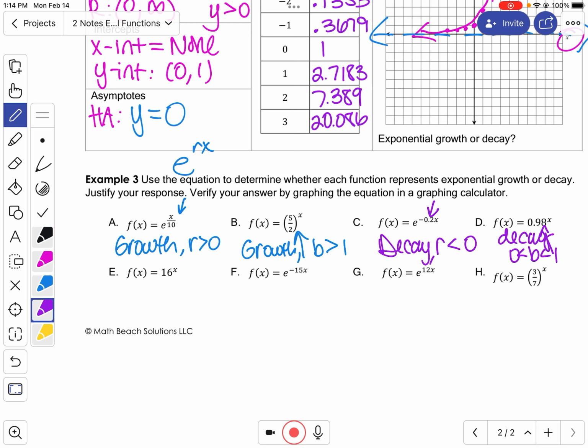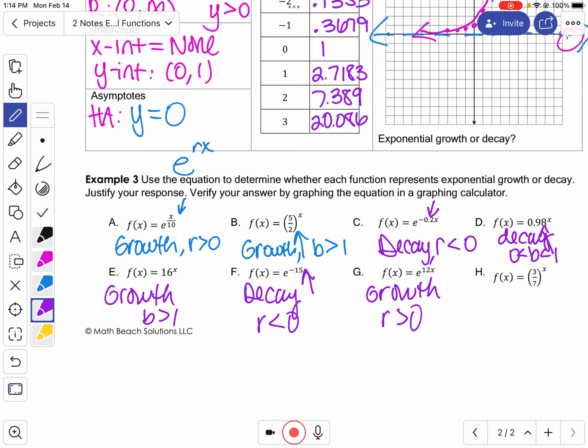So on part E, you should get growth, because the base is greater than 1. You should get decay, because notice it's negative in the exponent, so your r is less than 0. You should get growth, because your exponent is positive, so that r is greater than 0. And then the last one, you should have got decay, because notice that base is in between 0 and 1.